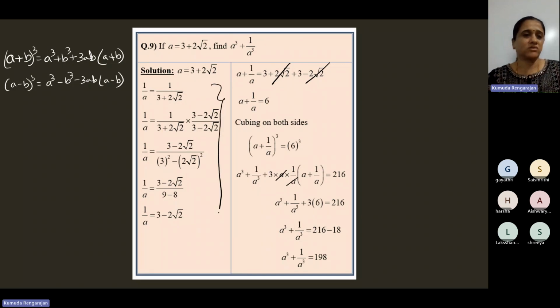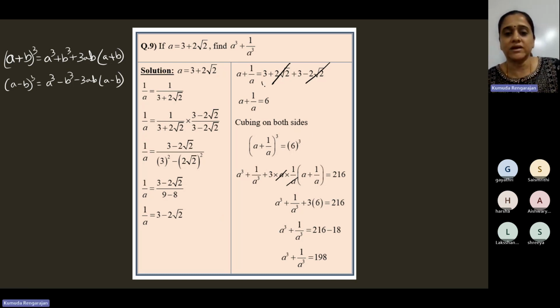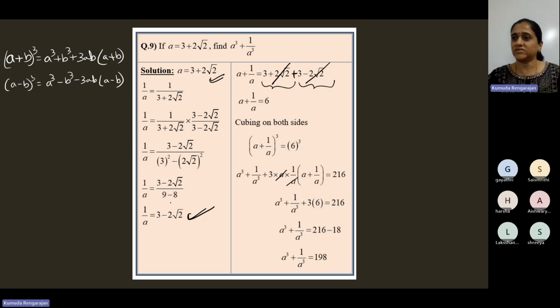So this part is familiar, children. Even if I explain, I'm sure you will not internalize that at all. So this part you're comfortable now. We need to find a cube plus 1 by a cube. We have a as 3 plus 2 root 2, and 1 by a as 3 minus 2 root 2. Add the two expressions: plus 2 root 2 minus 2 root 2 gets cancelled. So a plus 1 by a is 3 plus 3, 6. Now cube this on both the sides.